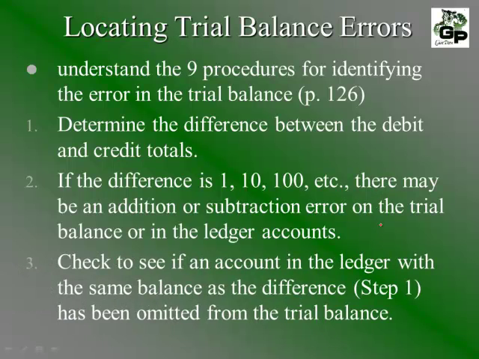Step 3. Check to see if an account in the ledger with the same balance as the difference has been omitted from the trial balance, so that if we have a difference between the debits and the credits of, say, $50, look back and see if there is an account that has a balance of $50, and maybe we just forgot to write it down.